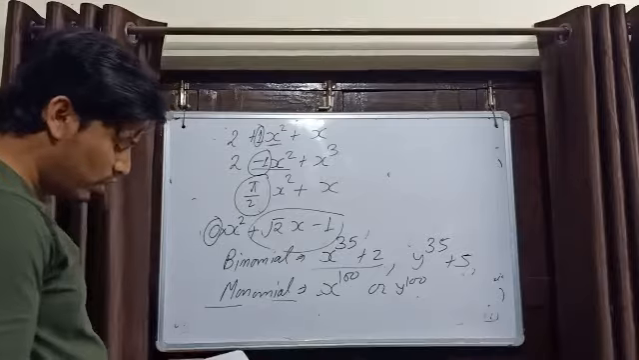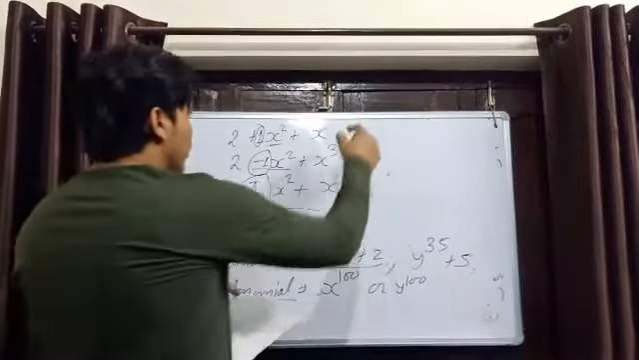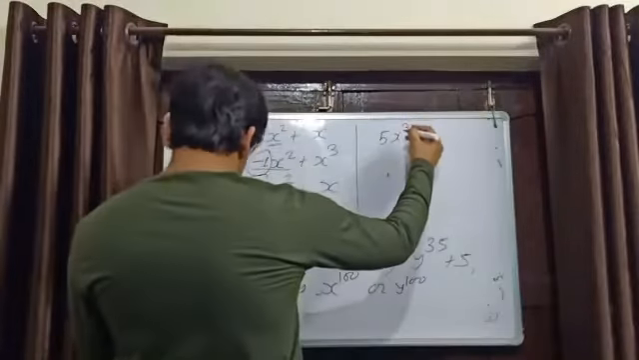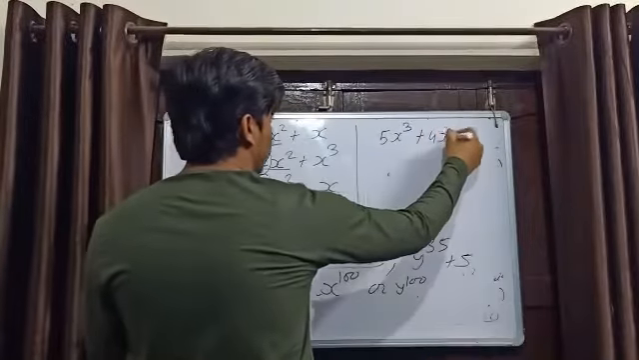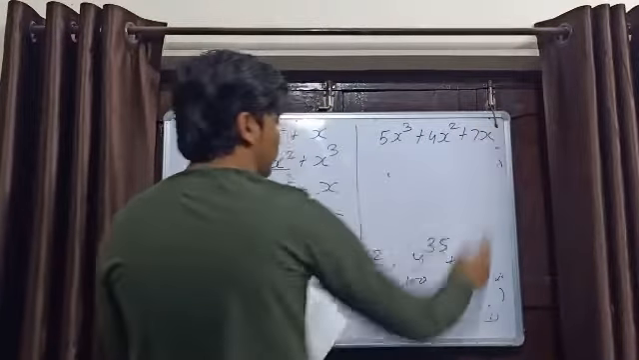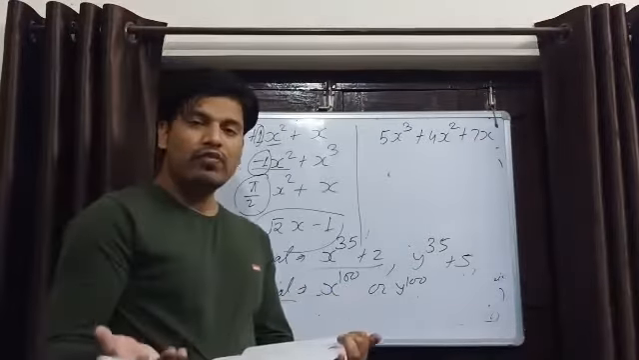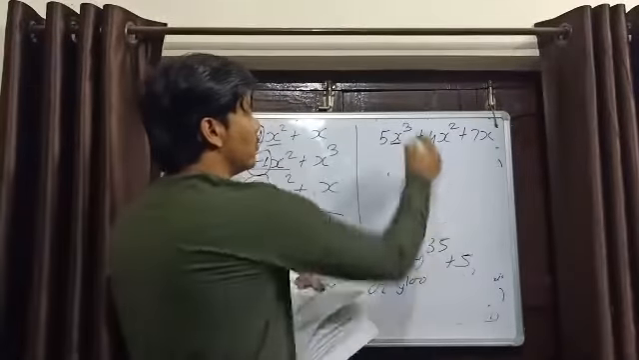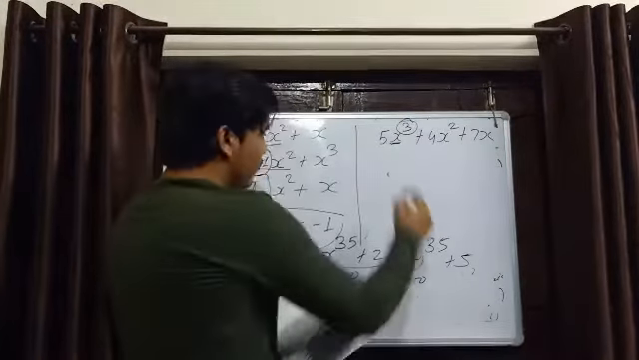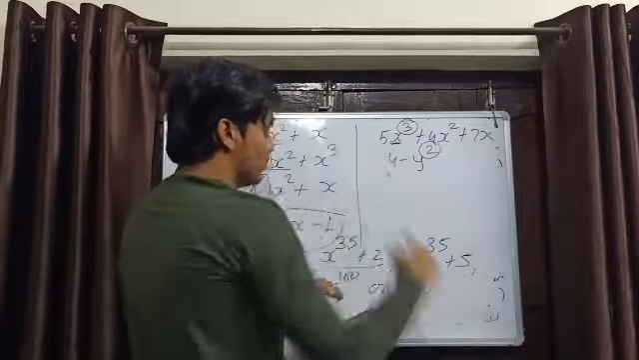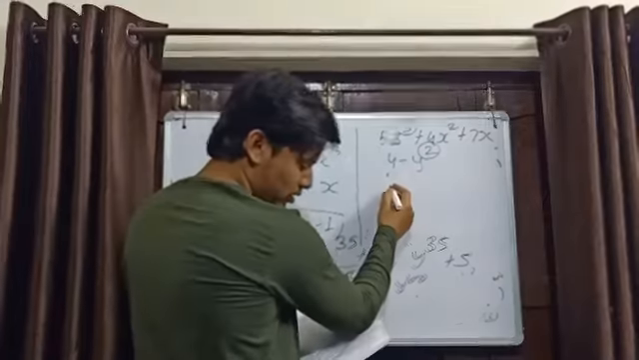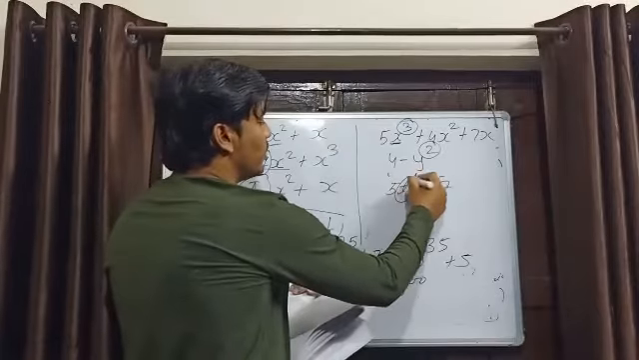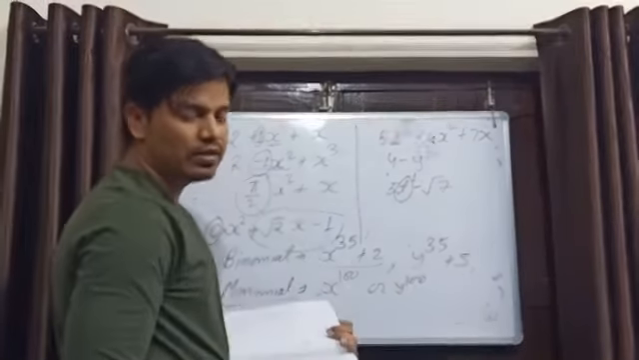Question number 4: write the degree of each of the following polynomials. First is 5x cube plus 4x square plus 7x. The degree of a polynomial means the highest power of the variable. The highest power is x to the power 3, so the degree is 3. 4 minus y square: the degree is 2. 5t minus under root 7: the degree is 1.